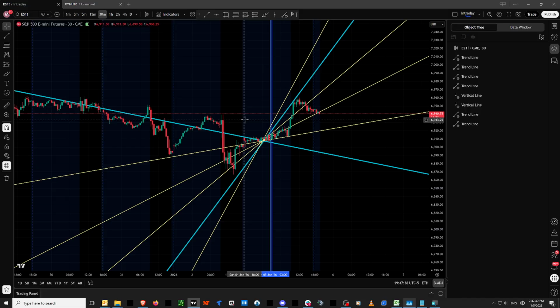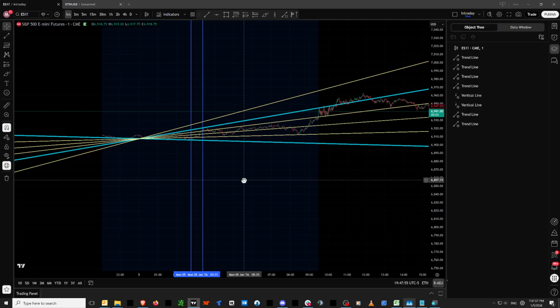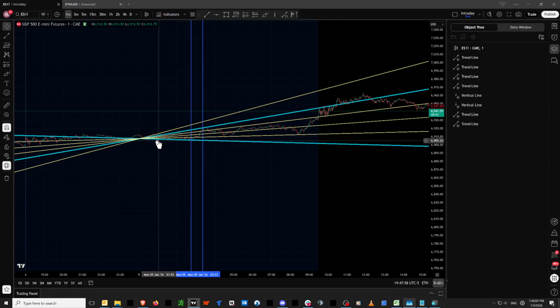Do they tell us what they are? They're targets. They're not necessarily entry points. They're targets. Let's go back to the 1 minute. No, I'm not going to do that now anyway. I could continue to draw more of these fan lines going down this way, but y'all get the idea. They are targets.